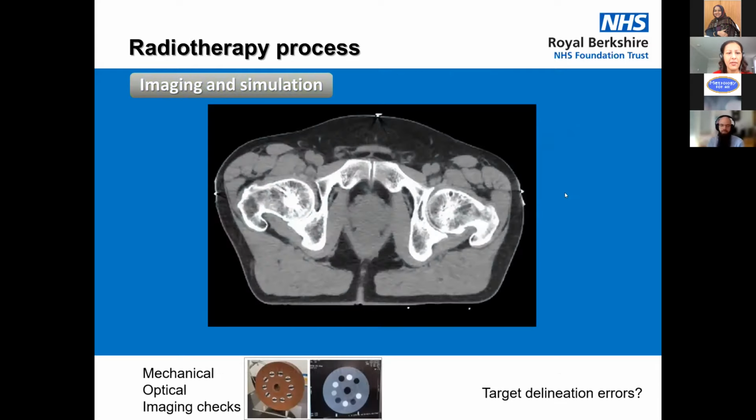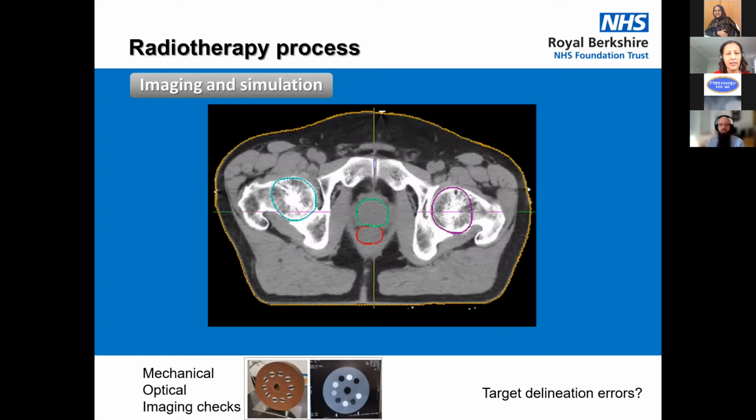In terms of the CT scanner, we also QA the CT scanner. We do mechanical, optical, and imaging checks on the CT scanner on a regular basis to make sure that the intensities mean what we see, so the Hounsfield units of the image, because we use that in the calculation of the dose that we deliver to the patients.